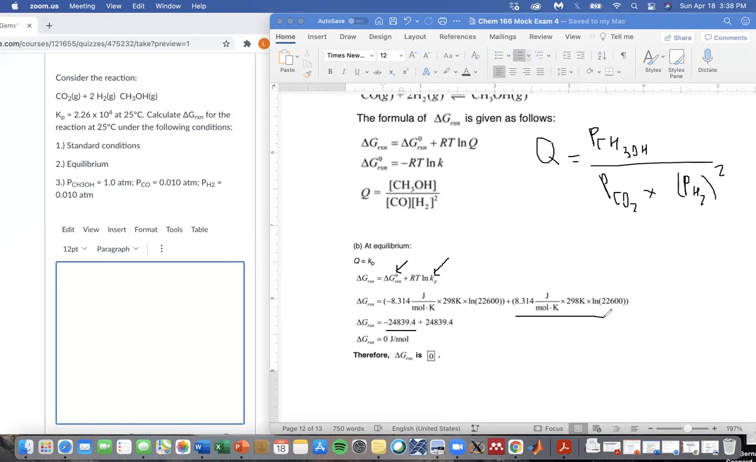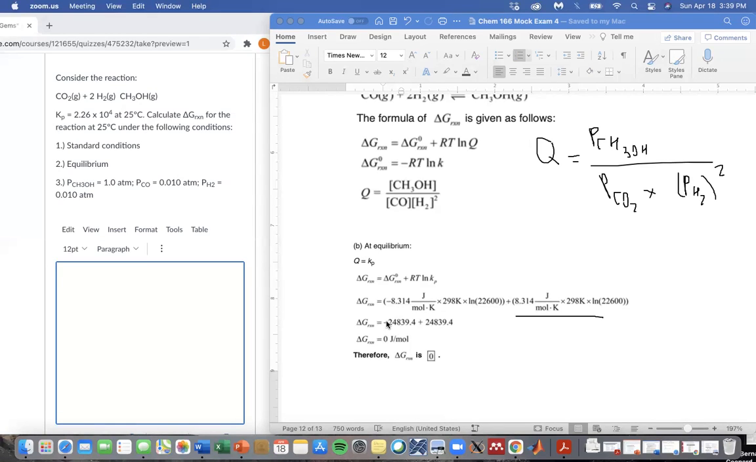And then you have your 8.314 times your 298, and then times the natural log of your K value. So when you do all of that, you end up getting negative 24,839 joules plus 24,839.4 joules, and you end up getting 0 joules per mole. So ultimately for an equilibrium reaction, you don't really have to do a calculation for this one either, because you could do the calculation and it works out. But another thing you can always keep in mind is that at equilibrium, your delta G is going to end up equaling 0. So that's something else you can remember as well.